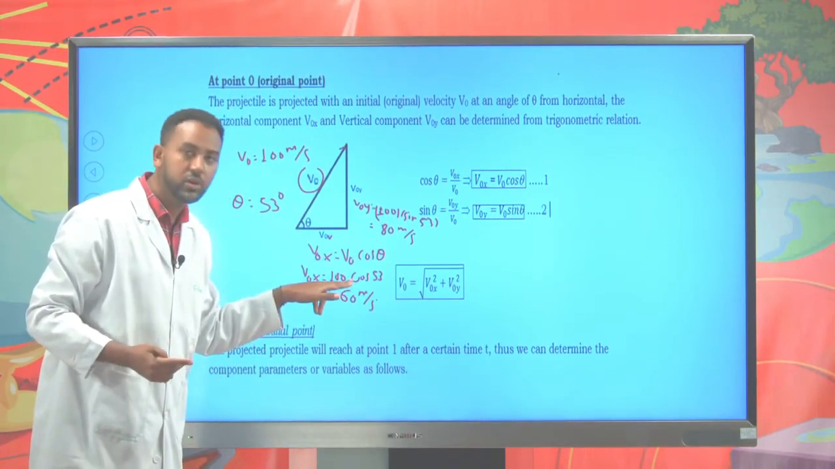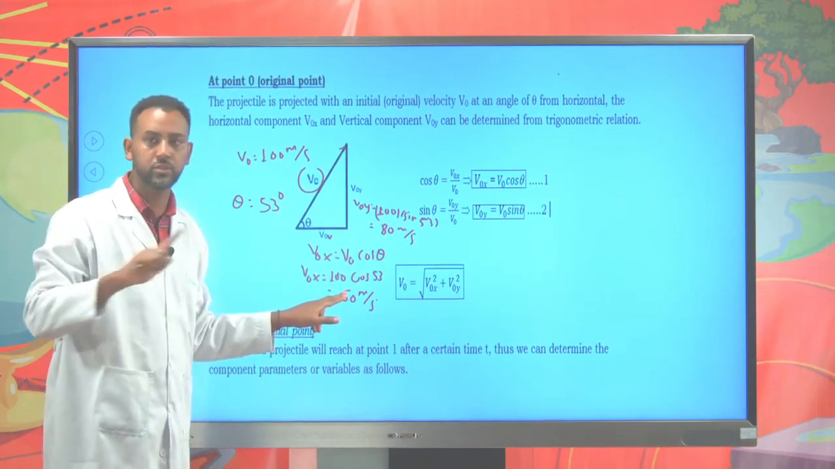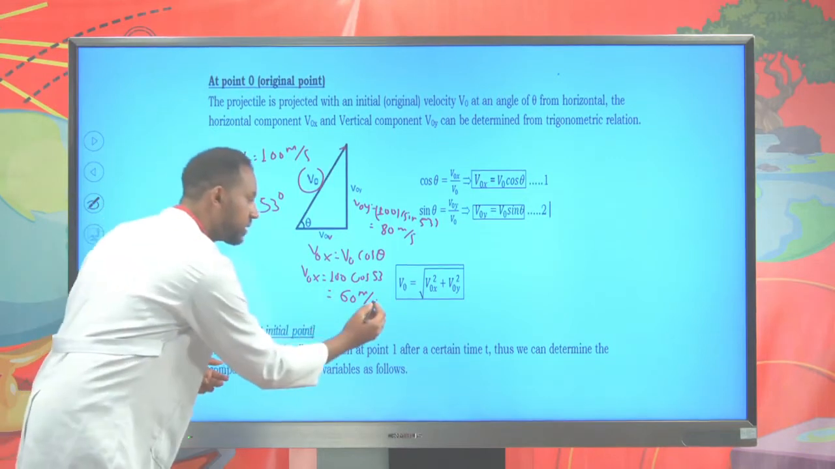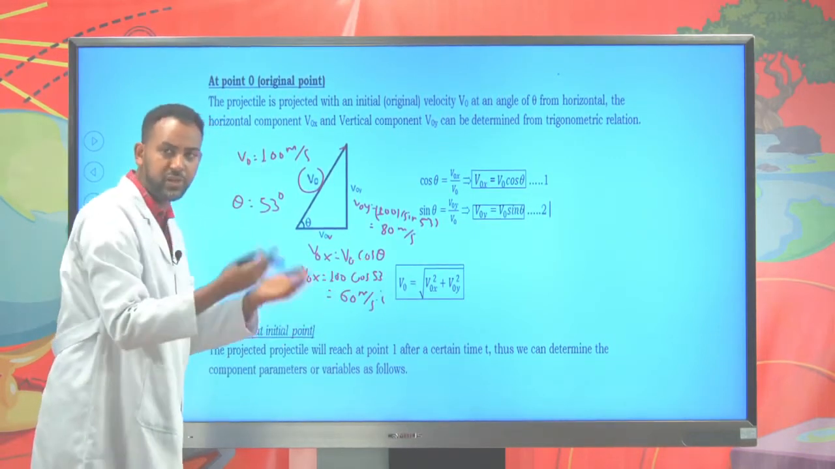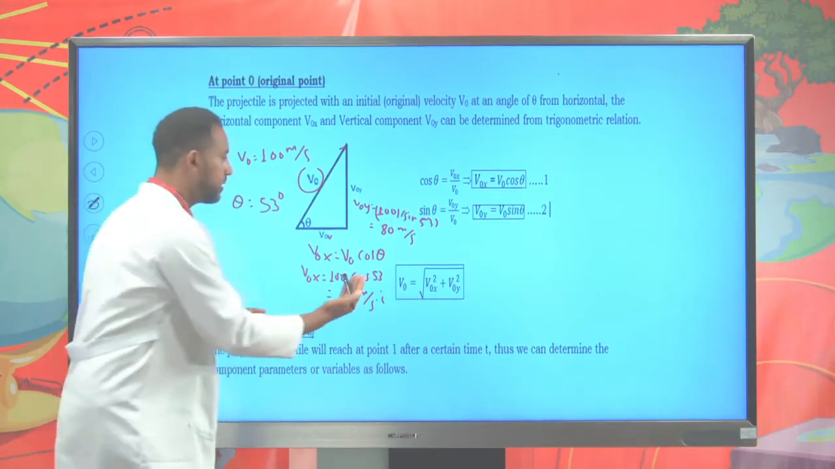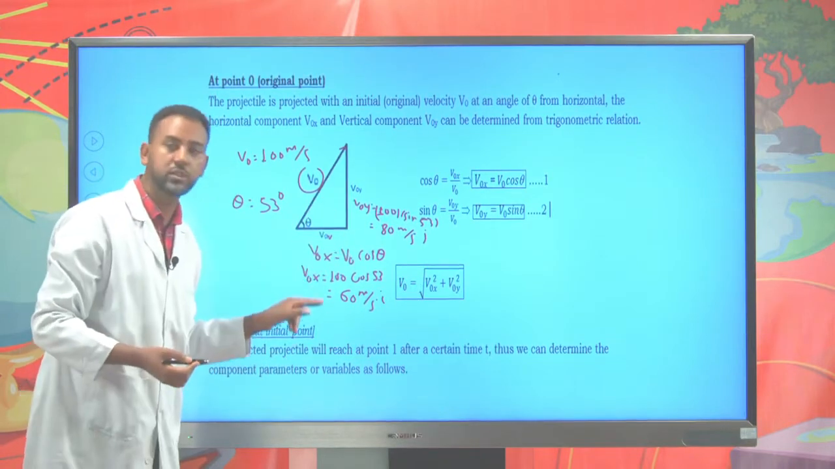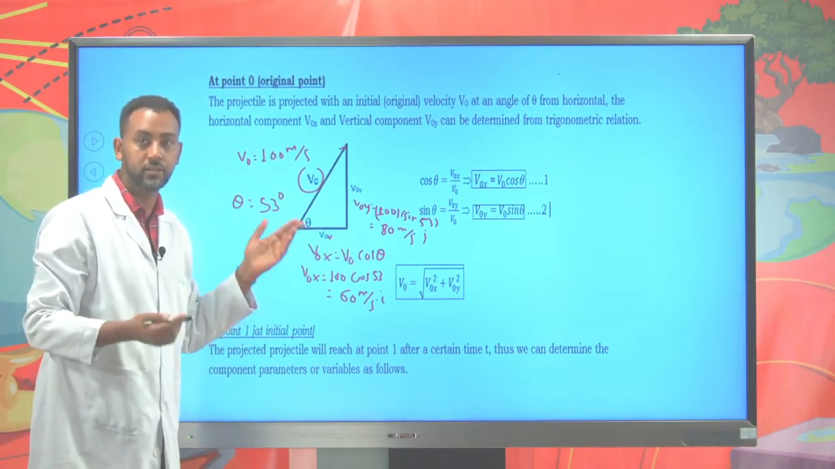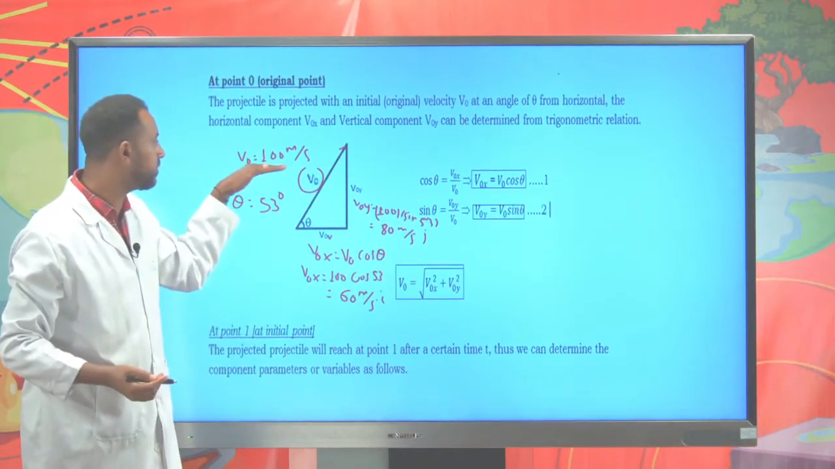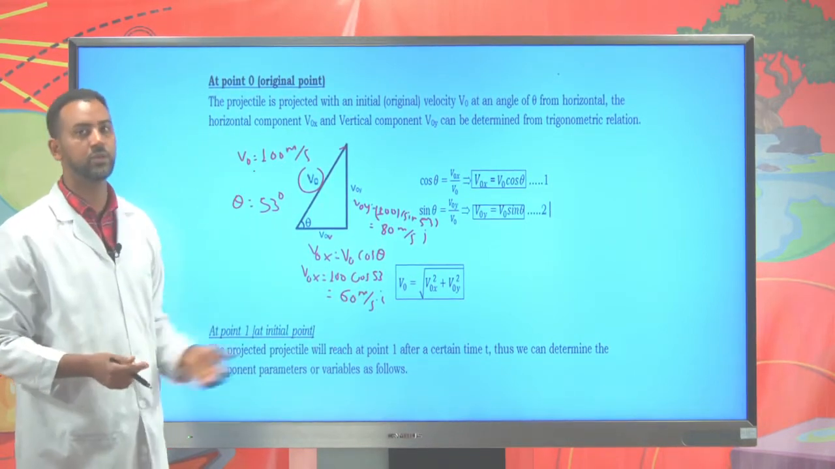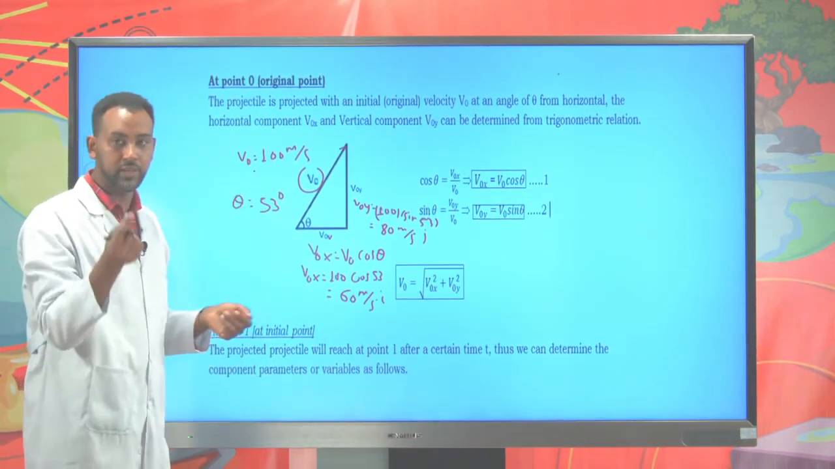When you add these two, you are not going to add them linearly, like 80 plus 60 is 140. This should not be the way, because it is 60 meter per second in the i direction, in the x direction. Previously we have learned about vectors, and this one is projected in the j component. It's moving in the j component. So what is the total velocity? You have to find the resultant velocity using this. So 80 squared plus 60 squared under root should give us 100. This is how we determine the resultant vector. This is at the original point, or at the initial point.